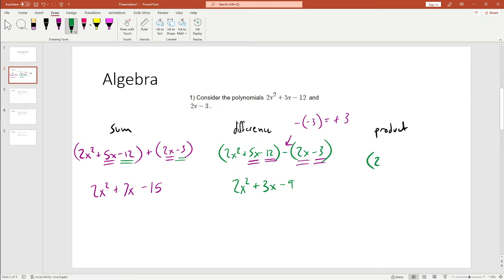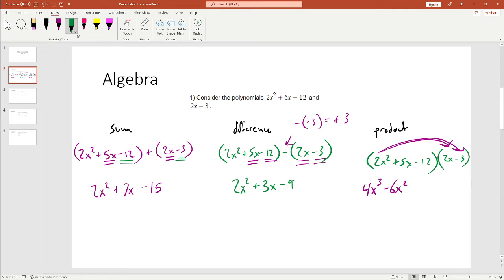So 2x squared plus 5x minus 12 in parentheses, and then I'll multiply that by 2x minus 3 in parentheses. This is where we do our distributive property. You could rewrite this as 2x minus 3 times this if you don't want to do the distributive property this way, but I'm just going to roll with it. 2x squared times 2x is 4x cubed. And then 2x squared times minus 3 is minus 6x squared.